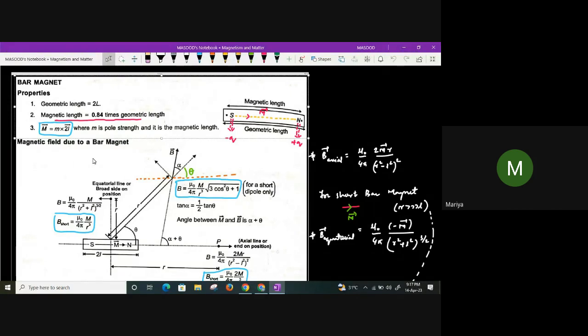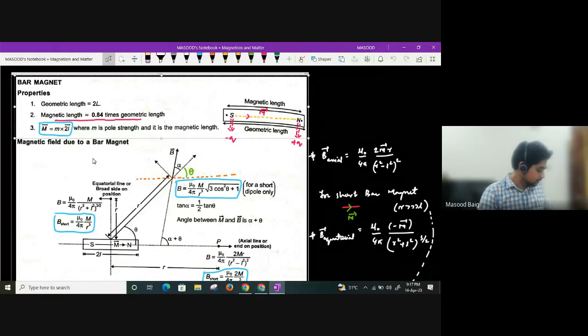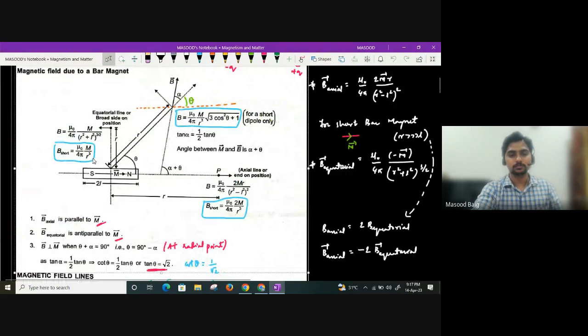We'll do the questions of magnetism and matter tomorrow, and you'll also have a test tomorrow on moving charges and magnetic effects of current as well as magnetism, guys. Is that clear?